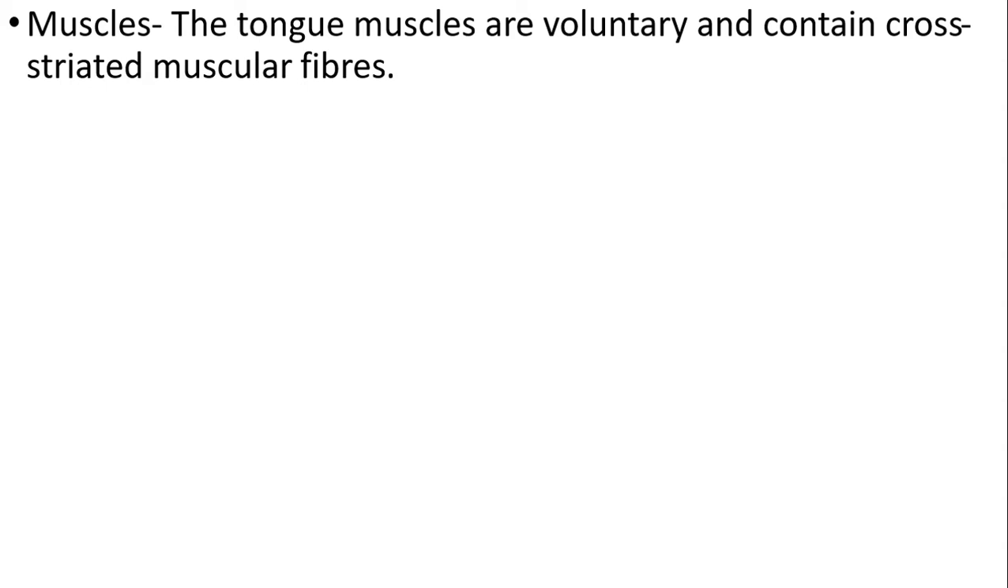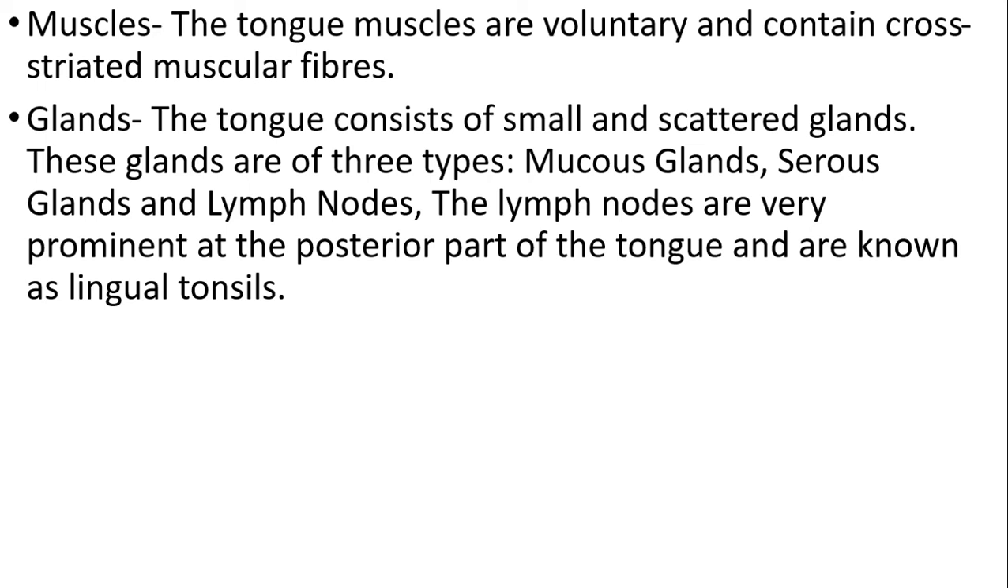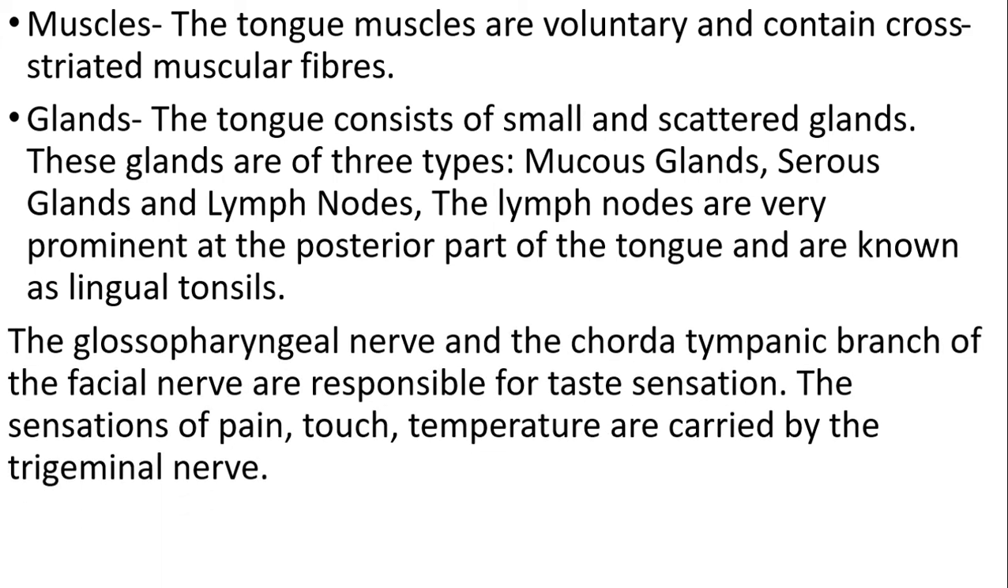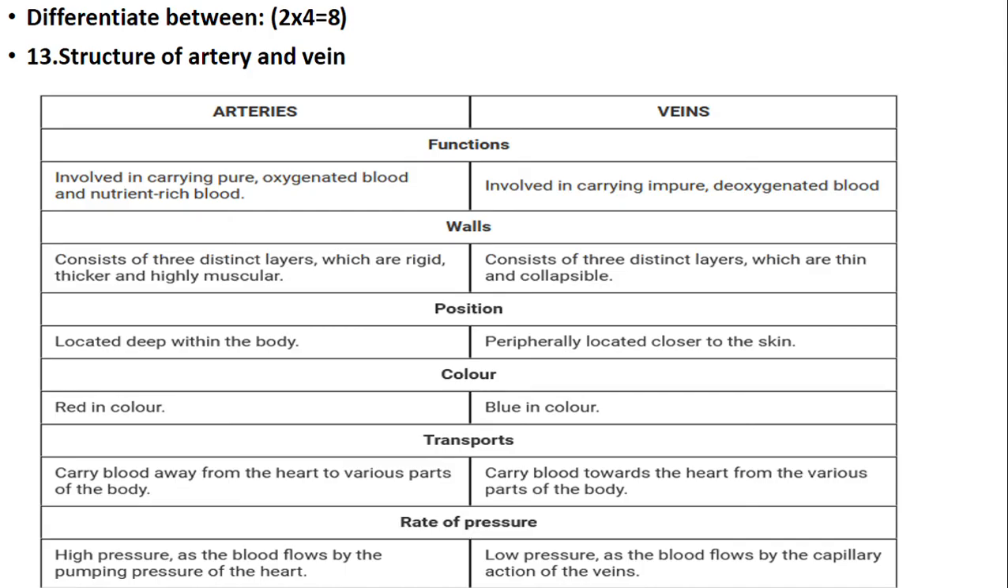Muscles. The tongue muscles are voluntary and contain cross-striated muscle fibers. Glands. The tongue consists of small scattered glands. These glands are of three types: mucus glands, serous glands, and lymph nodes. The lymph nodes are very prominent at the posterior part of the tongue and known as lingual tonsils. The glossopharyngeal nerve and the chorda tympani branch of the facial nerve are responsible for taste sensation. The sensation of pain, touch and temperature is carried by the trigeminal nerve.